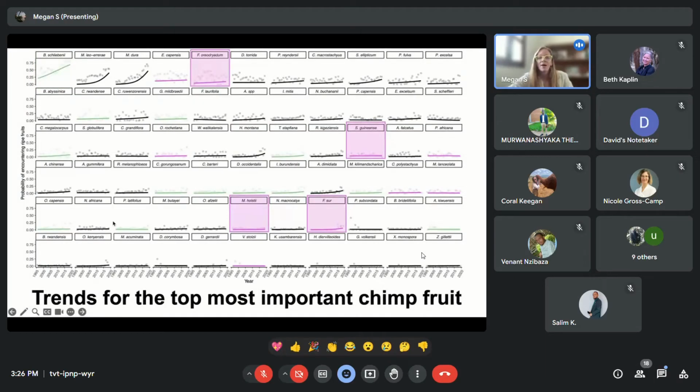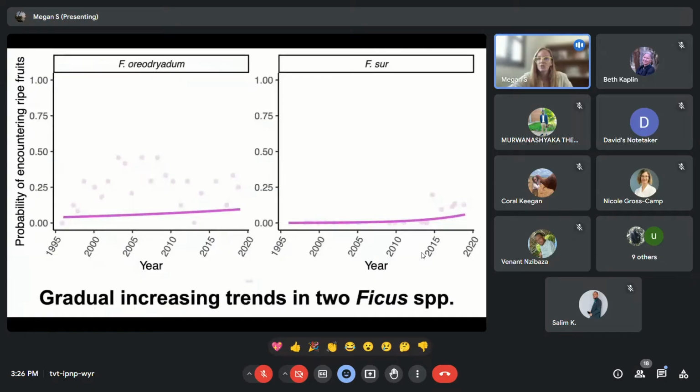Trends for the most important chimp fruit are based on these four species, which I flashed pictures of at the beginning. You have Ficus oreodryadum and Ficus sur, and I lumped these together because they're both fig species, and they're really difficult to tell apart when you're looking at seeds in chimp dung, or the wadges that chimps spit out when they're eating fruit. Normally those two species get lumped together when you're talking about fruit in chimp diet.